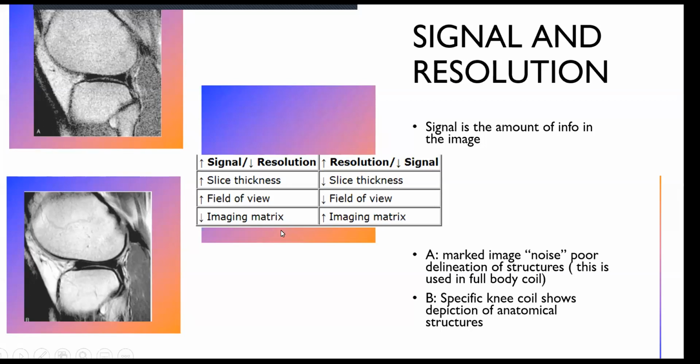That's why the slice thickness is decreased, with minimum slice, minimum field of view, and increased image matrix. These also relate to the technician. So you don't accept the first one and you have to accept this one, because it's very obvious regarding the lesser noise, and the specific knee coil gives better depiction of anatomical structures.